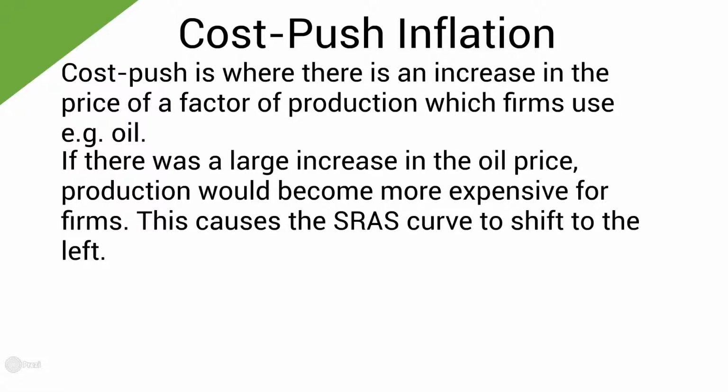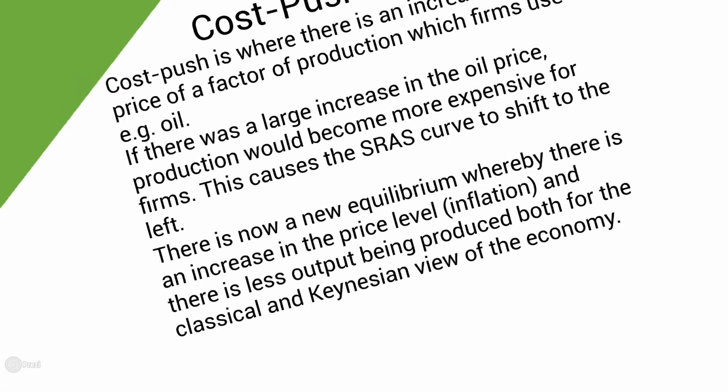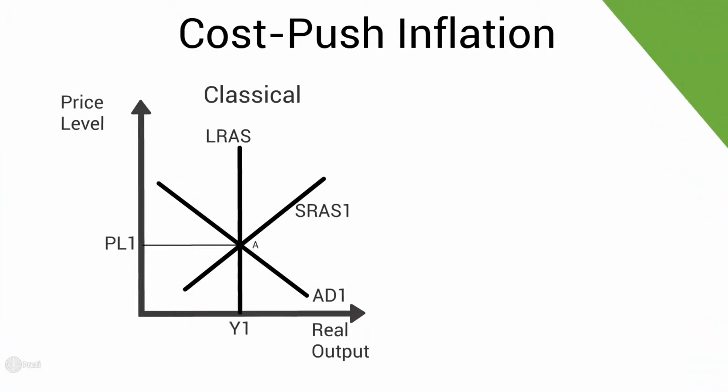It shifts inwards. There is now a new equilibrium in the economy whereby the price level is higher than it was before, i.e. we have inflation, and there is less output being produced in the economy for both the classical and Keynesian view of the economy in the short run. So let's first look at the classical AD-AS diagram. Before the increase in the price of oil, our economy was at an equilibrium at point A, where real output was Y1 and the price level was PL1.